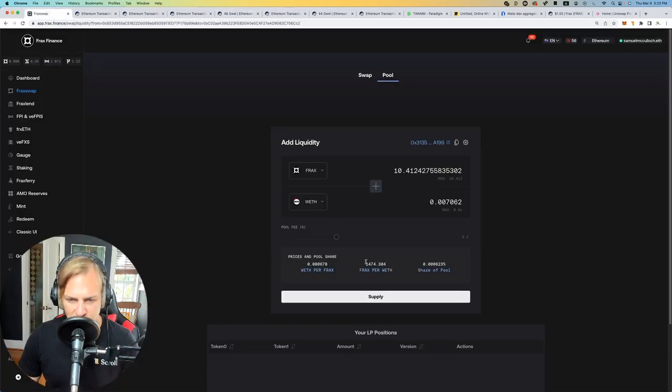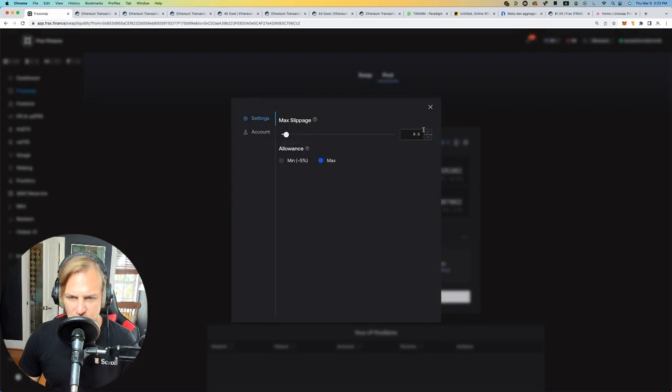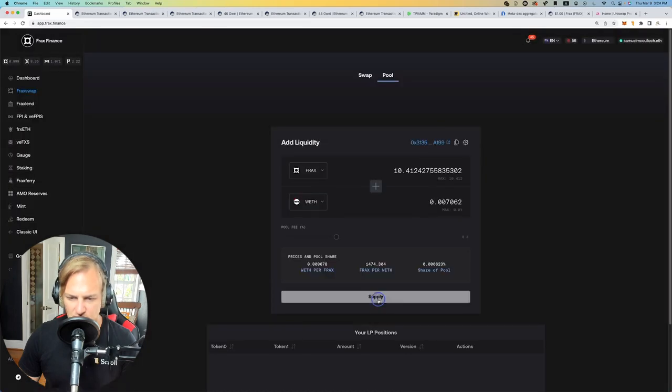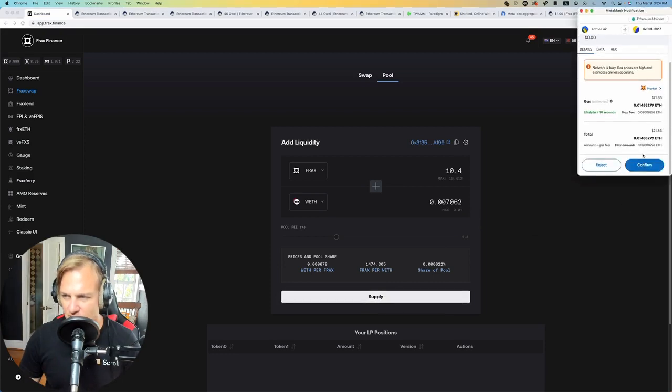Okay, now it's done. And now we can supply. So when we put it in here, this tells me the price, Frax per WETH and WETH per Frax, and then it also tells me the share of the pool. So once I put this in here, I'll be 0.000623 share of the pool. So let's add it. Is there some slippage stuff going on? Maybe it's because I have way too many numbers here. Let's just do a nice round set of numbers. Let's supply. Okay, now we're good.